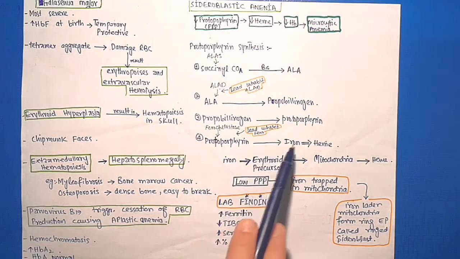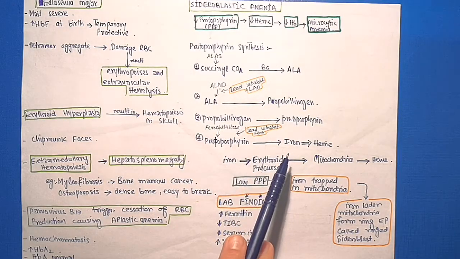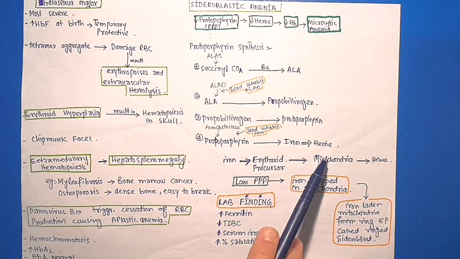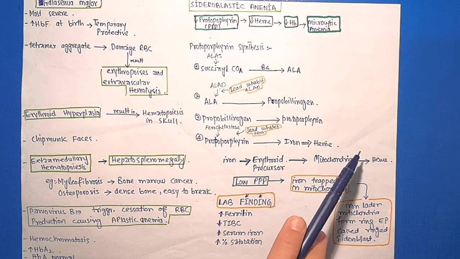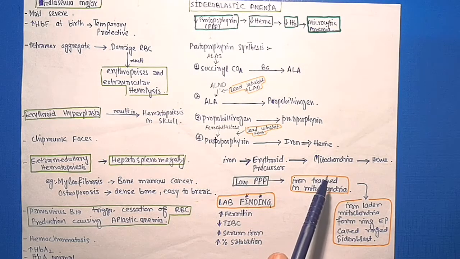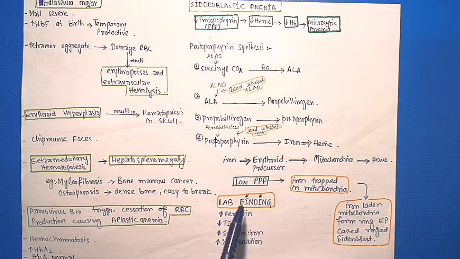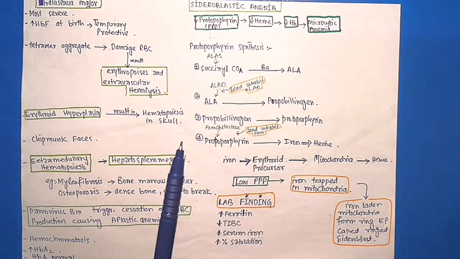So this iron is transferred to the erythroid precursor and then enters into the mitochondria to form heme. If there is a decrease in protoporphyrin, that iron is trapped in the mitochondria. So these iron-laden mitochondria form a ring around the nucleus of the erythroid precursor cells called ring sideroblasts. The sideroblastic anemia can be congenital or acquired.